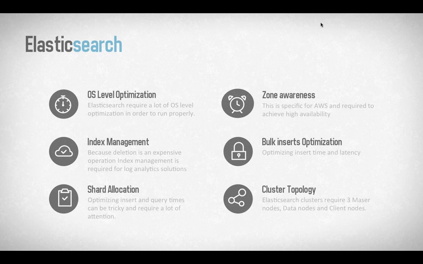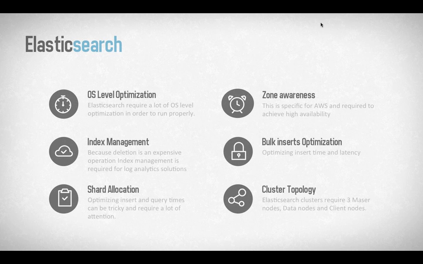And the last thing is, you need to understand the cluster topology. If you want high availability, you need to build three master nodes in Elasticsearch, so you wouldn't run into the split brain issue that happens if you don't. You need to understand how many data nodes and how many client nodes are needed, and there's a lot of work that needs to be done on that. All that work, other than the OS level optimization, is work needed whether you install Elasticsearch on your own or use a third party hosted Elasticsearch.